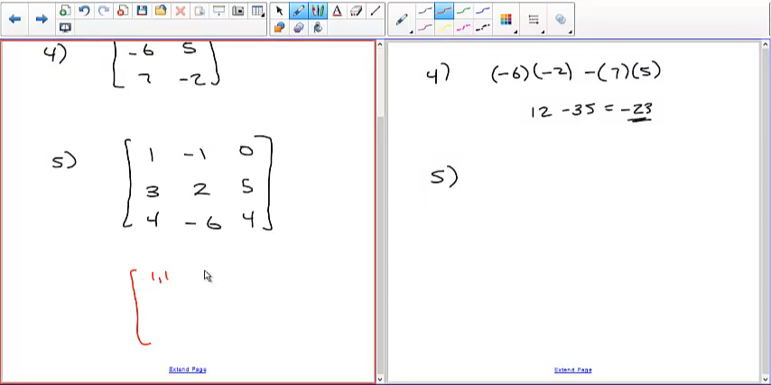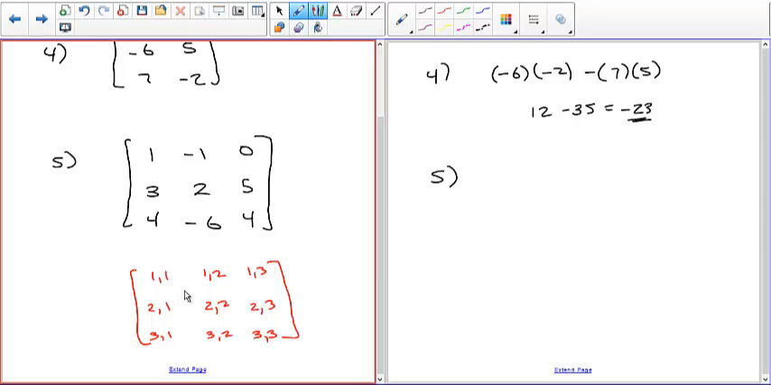this is row 1, column 1, this is row 1, column 2, this is row 1, column 3, this is row 2, column 1, row 2, column 2, row 2, column 3, you've got row 3, column 1, row 3, column 2, row 3, column 3.